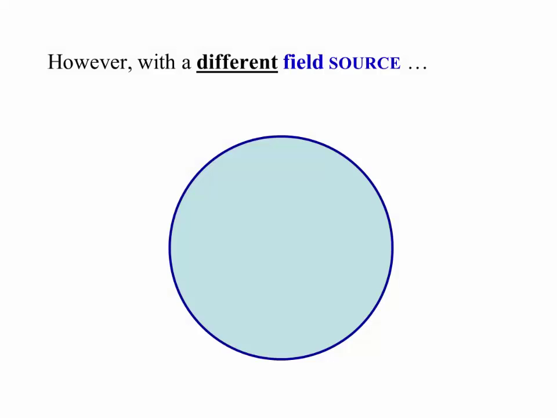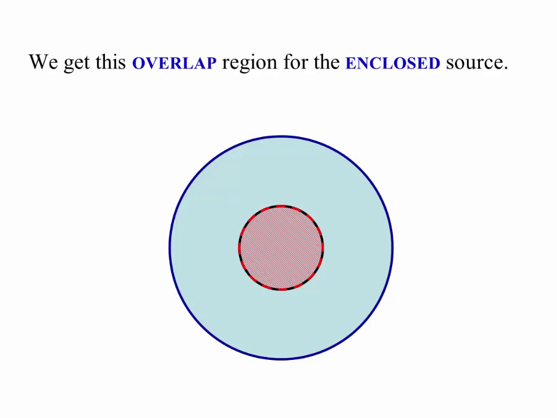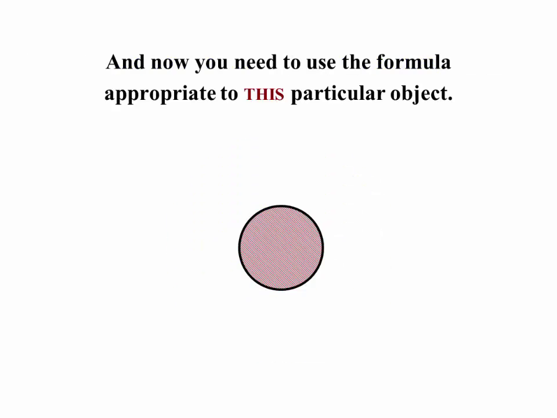However, with a different field source and the same small value for R, now there is an overlap region and there is an enclosed source, and therefore there is a source that we need to calculate the amount of. And for this, you use the formula for this particular shape, which might be the area of a circle or the volume of a sphere. Depends on the geometry of the problem and the specifics of the physics problem we're doing.